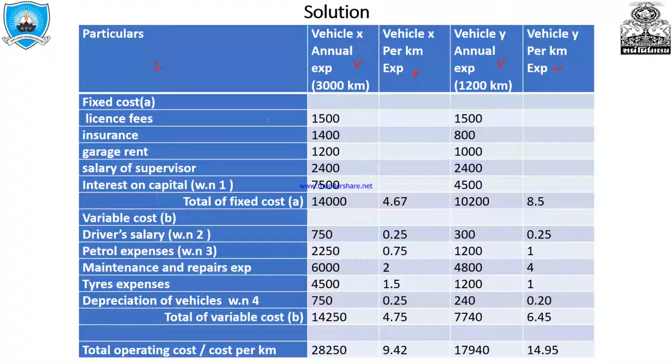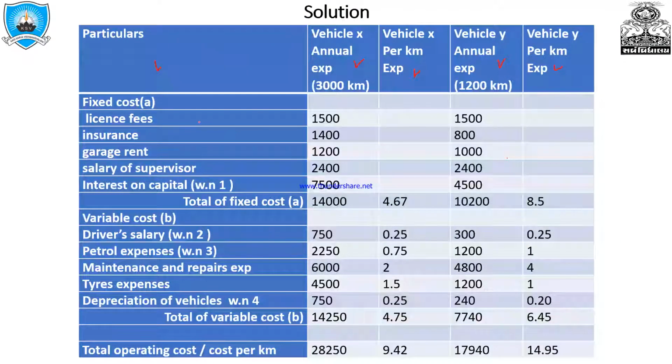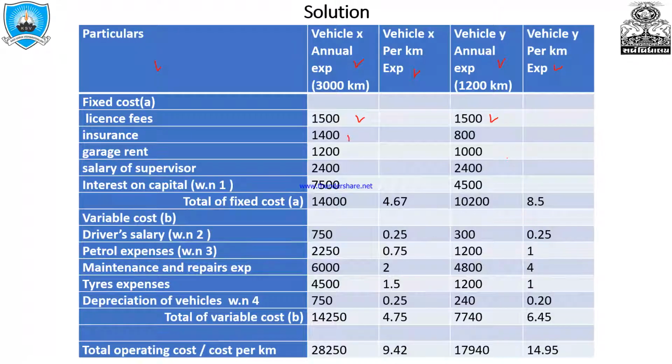There are two parts: fixed cost and variable cost. Let's start by putting in the expenses. Fixed cost: annual license fee 1,500 for vehicle X in the annual column, and 1,500 for vehicle Y. Now the second, annual insurance: 1,400 for X and 800 for Y, put in the annual column.